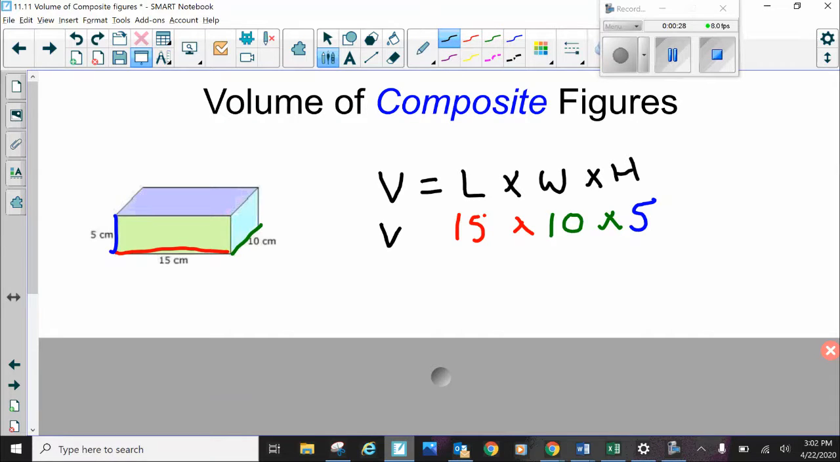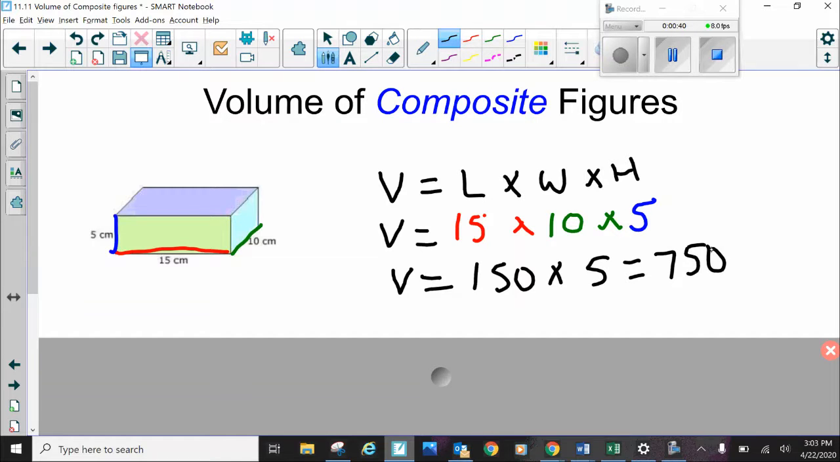So our volume is equal to 15 times 10 times 5. Our volume is equal to 15 times 10, which is 150, times 5, which is equal to 750. But what is our unit? 750, because these are centimeters, these are cubic centimeters as our unit. So we found the volume using this volume formula, and it's going to be very important that we remember that.